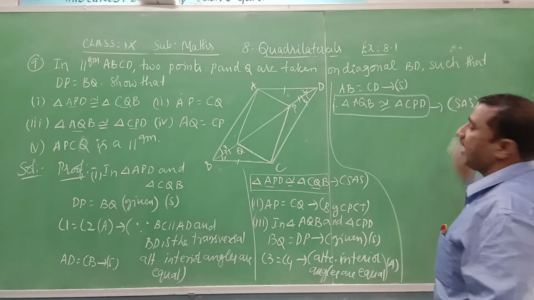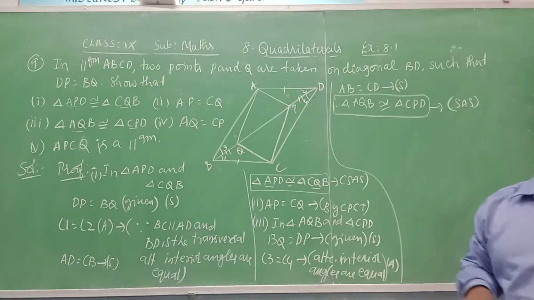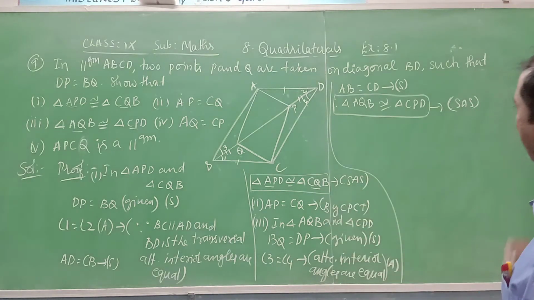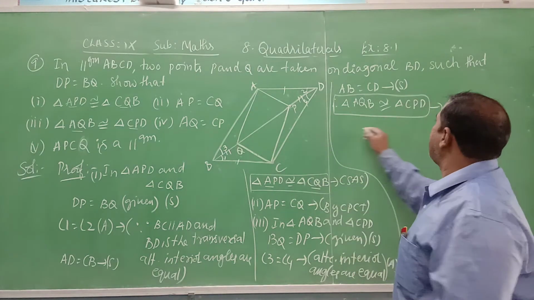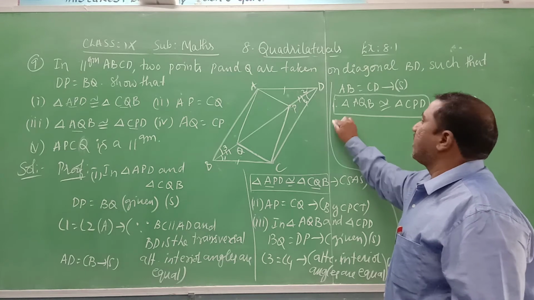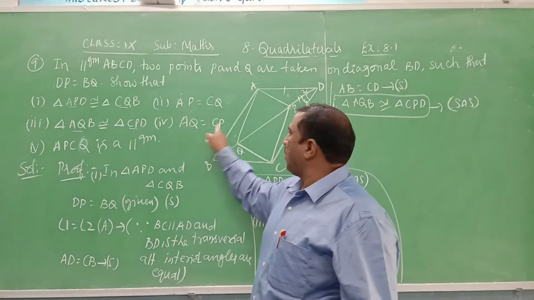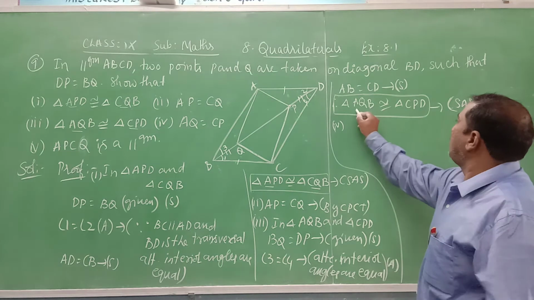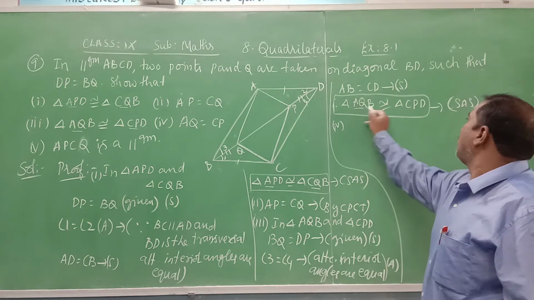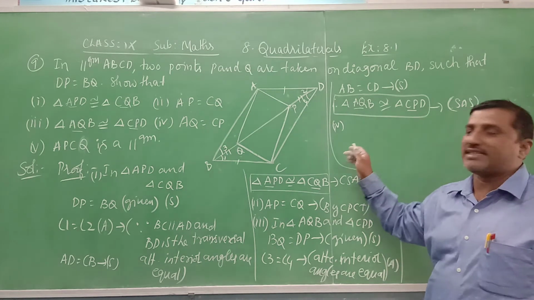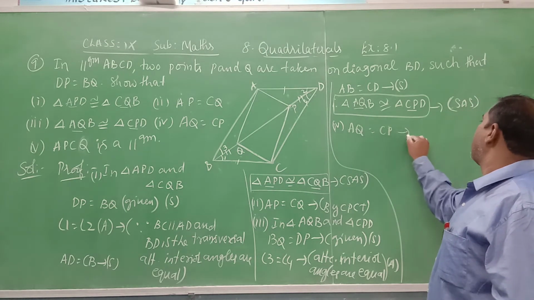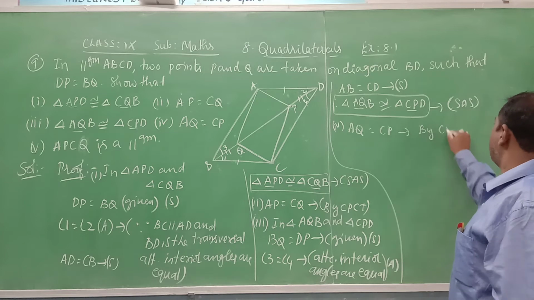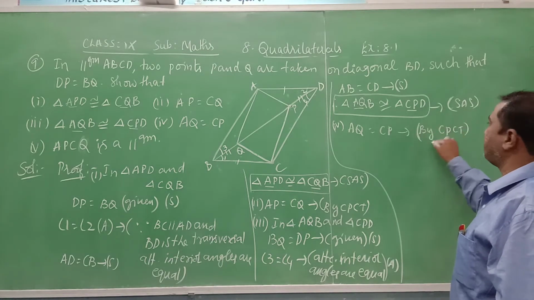By SAS congruency criteria, the two triangles are congruent triangles. So the third one is proved. Next we have to prove the fourth. What is the fourth identity which we have to prove? AQ is equal to CP. Now from this third identity, AQ is equal to CP by CPCT. So the fourth one is proved.